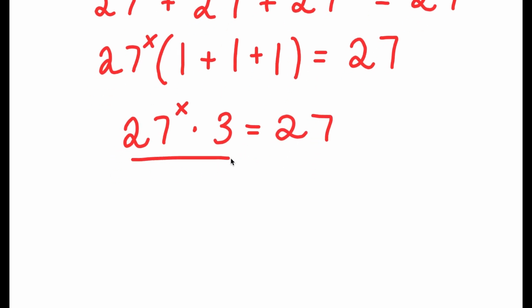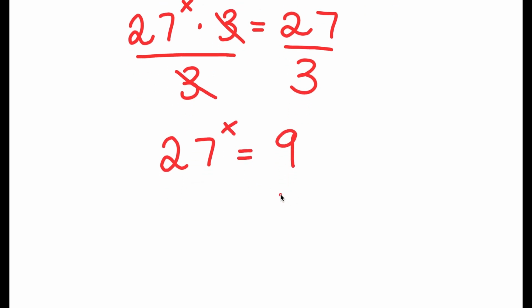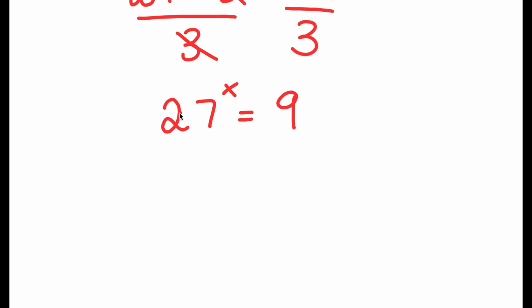And now I'm going to divide both sides by 3. So I get 27 to the power of x is equal to 9. Now 27 is the same thing as 3 to the power of 3.